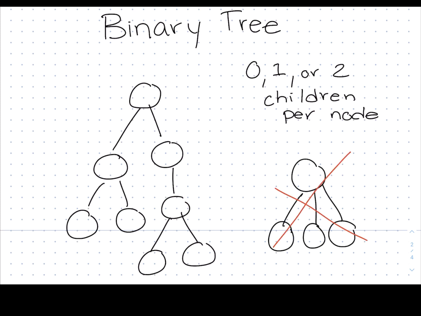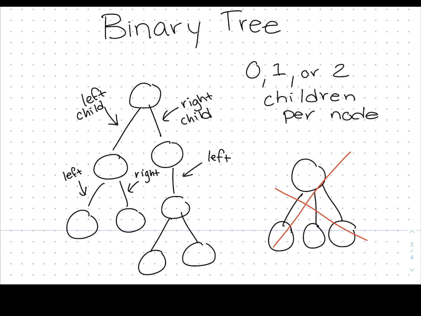With a binary tree, the children have specific names. There is a left child and a right child. Technically, when a node has one child, that child could either be on the left or right, but let's prefer that a one-child node will have its child on the left side.